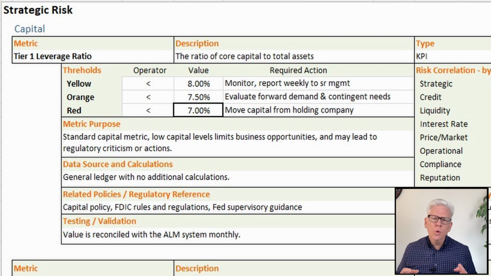In the case of more qualitative metrics, rather than listing a threshold value, you would describe more of a threshold state, such as a program that's not being appropriately maintained, etc. Now, we'll look at some examples as we go through the dashboard.